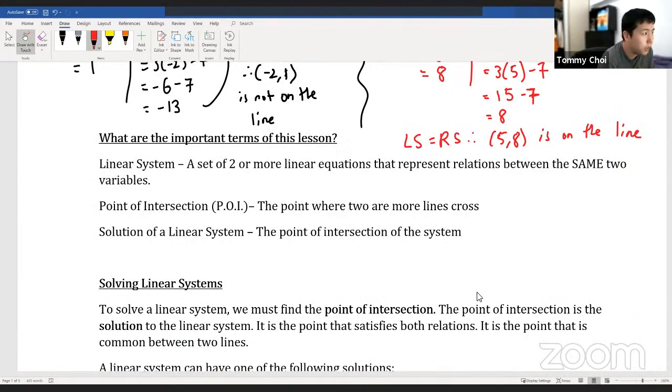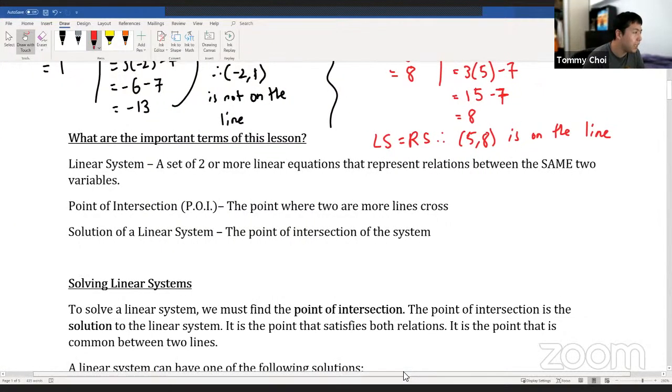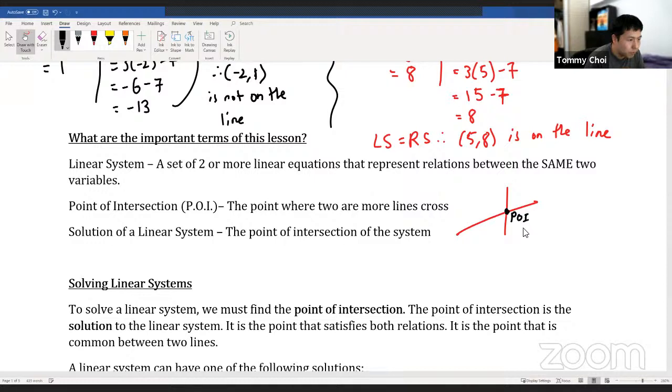What are the important terms of this lesson? The first new term is a linear system. A linear system is a set of 2 or more linear equations that represent relations between the same 2 variables. So if we have y equals mx plus b, the second equation would also be y equals mx plus b, and x and y represent the same things. The second term is point of intersection, which I will also call POI. The point of intersection is the point where two or more lines cross. When I draw any two random lines like this, the point in which they meet is called the POI.